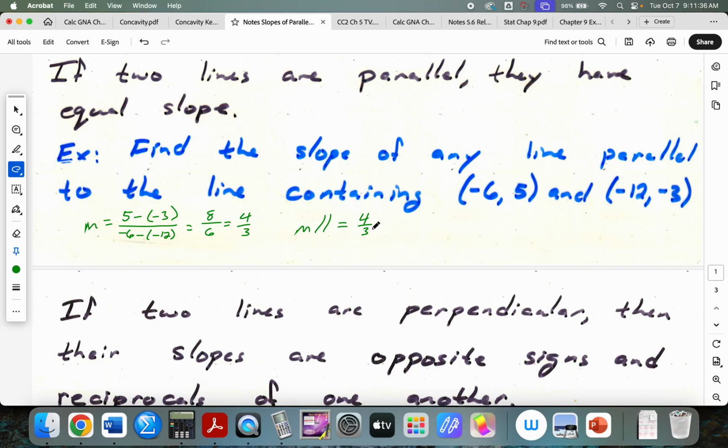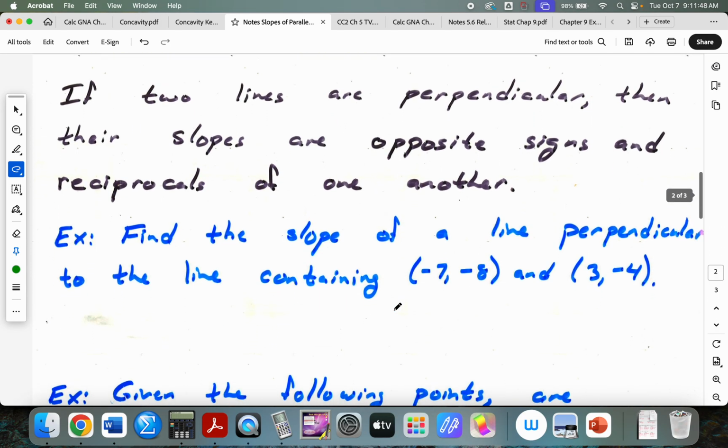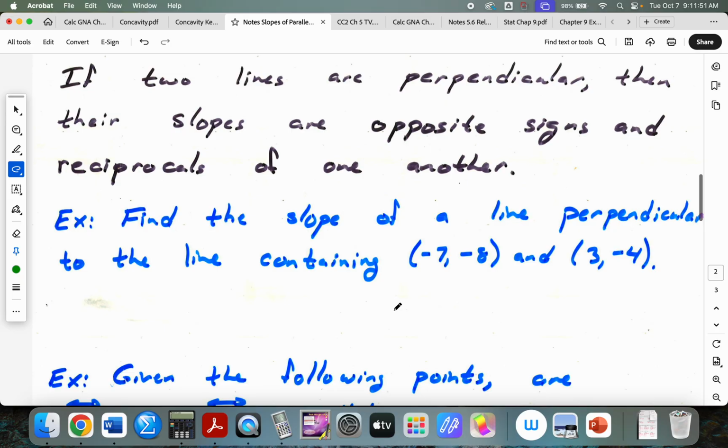And I think that makes sense, right? If two lines are going to be parallel, they need to be angled the same way. They need to have the same slope. What's not as immediately obvious is the next thing, which is if two lines are perpendicular, then their slopes are opposite signs and they're reciprocals of each other. Do you guys remember what reciprocal means when you're talking about fractions? No. Lariah said yes. It's when you flip it. Yeah, you just flip over the fraction. That's the reciprocal.